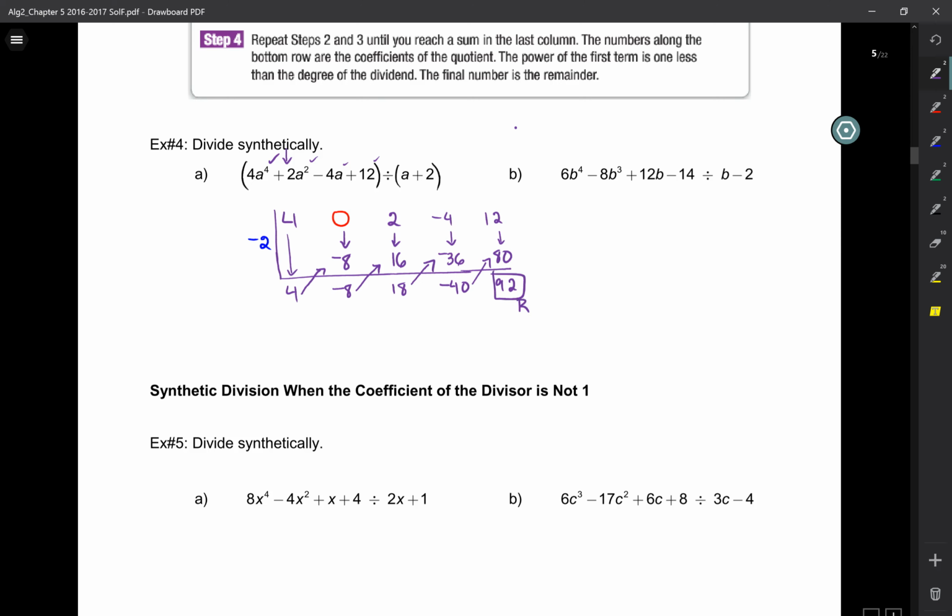And what is that 92? That's my remainder. So let's write down the quotient now. So I have a 4, a negative 8, a positive 18, and a negative 40. So here's what I get. What's the first variable going to be? A cubed, and then a squared, and a to the 1, and the last one is alone, plus the remainder, and that's 92 over a plus 2.